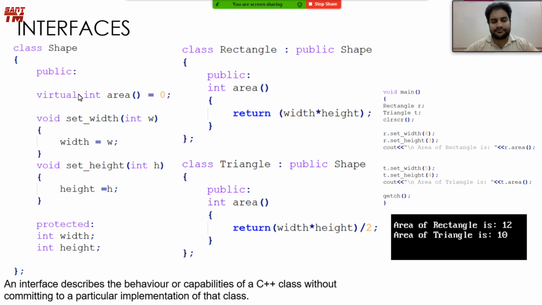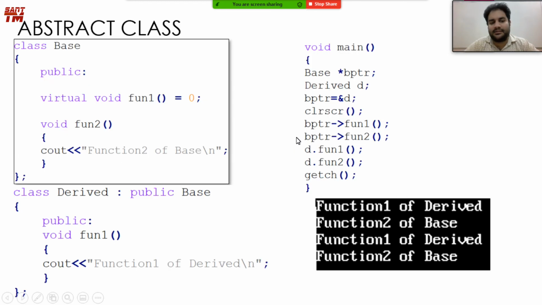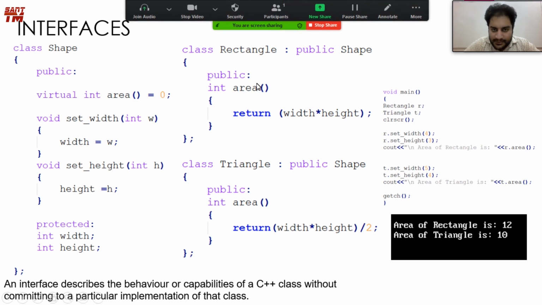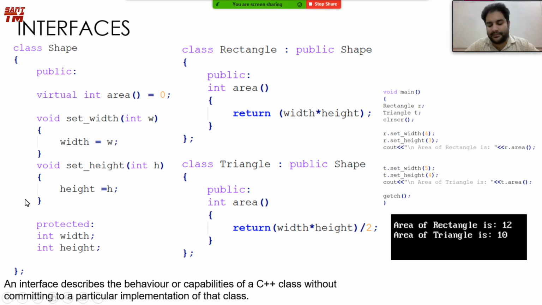Now let us come to the properties. An abstract class cannot be instantiated. That means we cannot create the object of the abstract class. See here, we can create the object of rectangle, we can create the object of triangle, but we cannot create the object of shape. We can only use it as an interface. Okay.